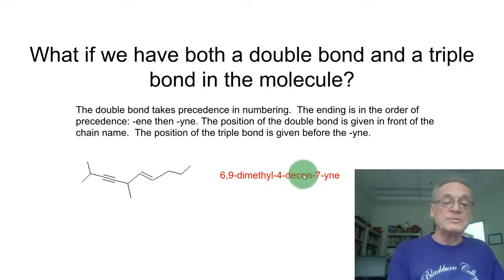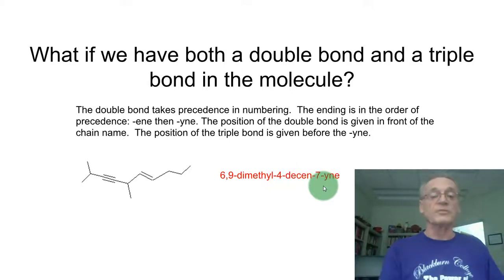We put the first group that's listed in terms of the endings, we put its number in front, just like we have before. And then, of course, in this case, we also have a methyl group on carbon number 6 and a methyl group on carbon number 9. So it's 6,9-dimethyl-4-decen-7-yne. And that's the end of this video. Thank you.